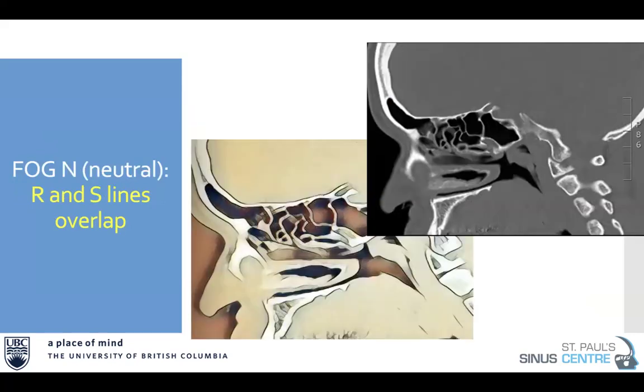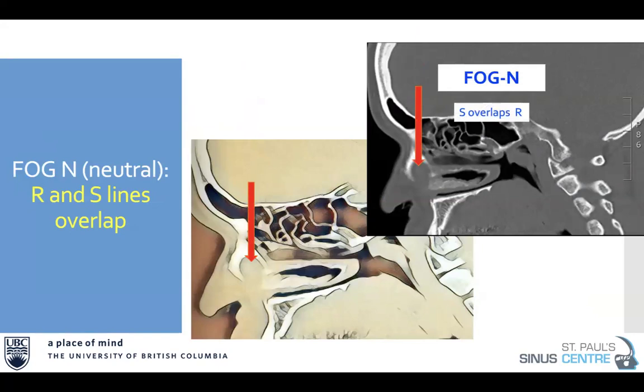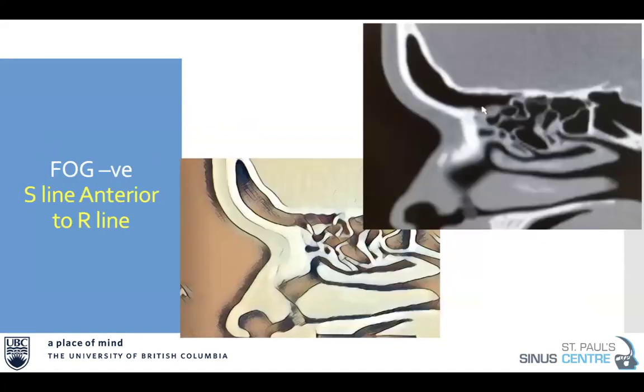Now, a FOD neutral is when the two lines overlap each other. So the upswing and the buttress are exactly at the same level. And this makes life a little bit harder for you. And so I would wait to do these cases after I've done a bunch of FOD positive cases. These cases I really worry about.